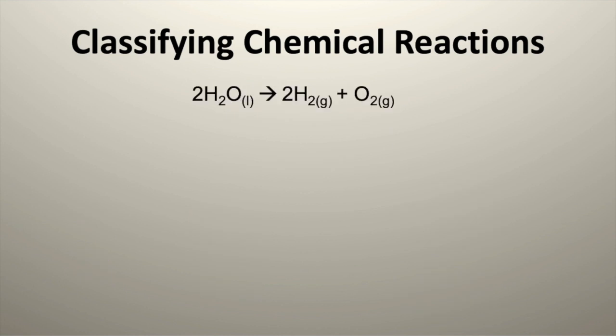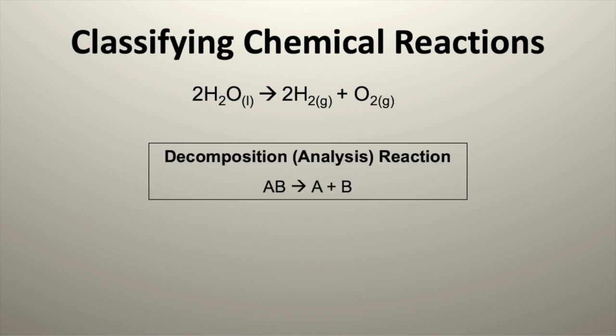The second reaction type is the opposite of the first. Here we begin with a single reactant that breaks apart into 2 or more products. This is referred to as a decomposition reaction and follows the general form AB produces A plus B. In this particular reaction, water decomposes into hydrogen gas and oxygen gas. We have seen this reaction in Chemistry A and have described this separation technique as electrolysis.